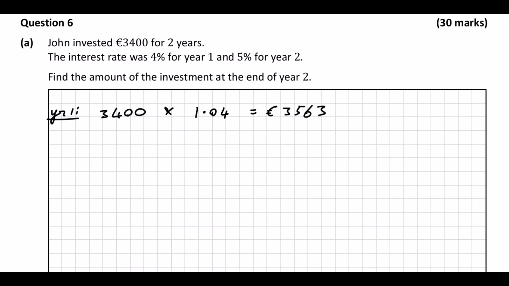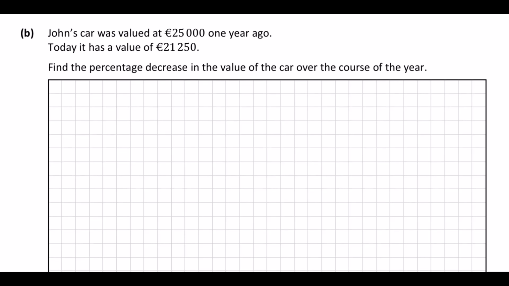Now you want to take that in year 2, 3,563 euros, and you want to increase that by 5%. So you multiply it by 1, which will leave it as it is, and then you want to increase it by 5%, so 0.05, or 5 over 100. When you do that, you should get 3,712 euros 80 cents. Okay, so that's it for part A. Part B then.